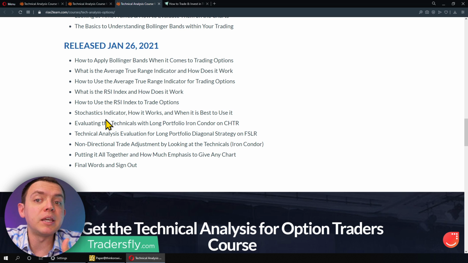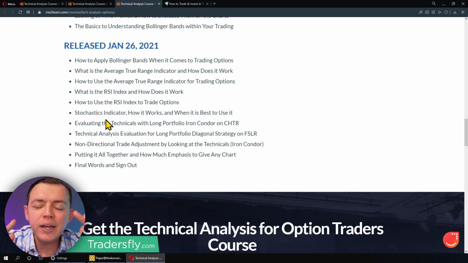Do I use them at the beginning? Do I use them in the middle of the option trade? Do I use them at the end of it? How do I combine them? How do I look at these things? How do I see them for what they are, and how much emphasis should I really give them?